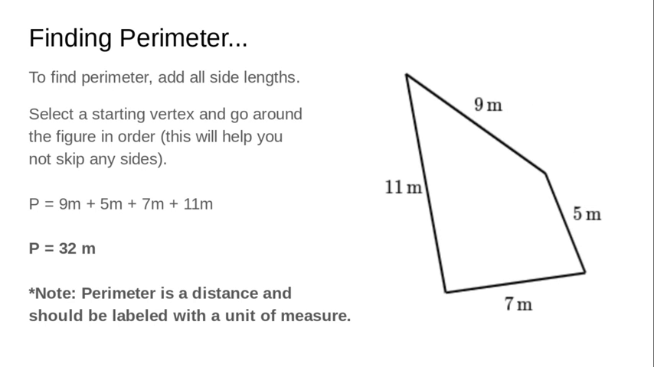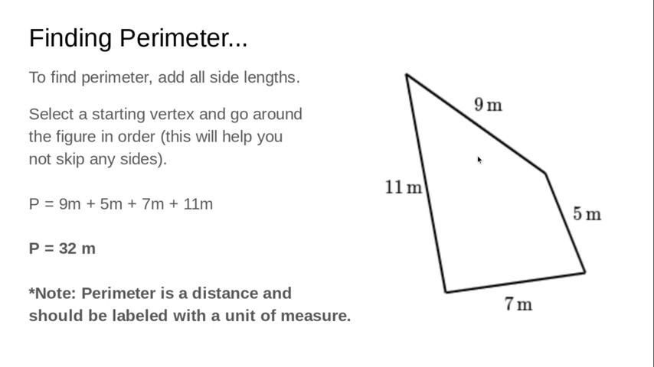So I've given you an irregular polygon to work with. To find the perimeter, you're simply going to add all of the sides. Select any starting vertex that you want. I picked the one at the top left, and just go around the figure, making sure you stay in order. That way you won't skip any or miss any sides.